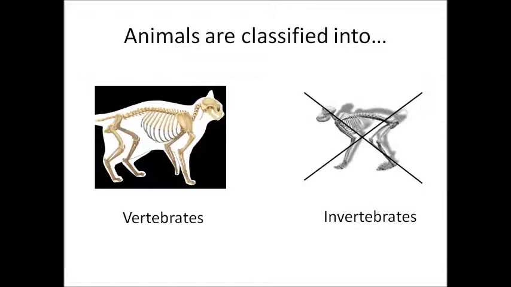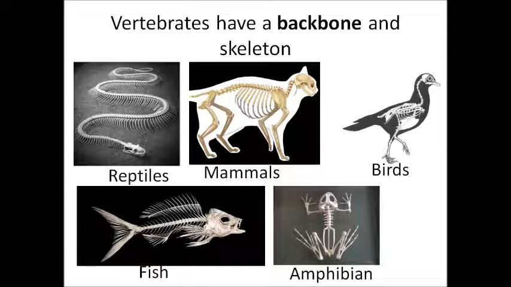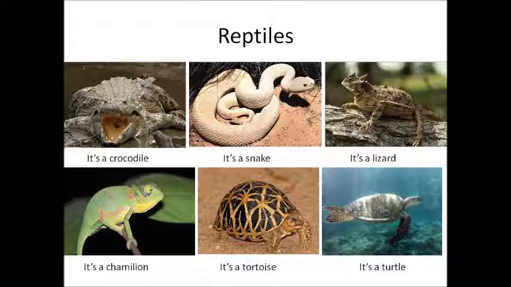Animals. Animals are classified into vertebrates and invertebrates. Vertebrates have a backbone and skeleton, and we have reptiles, mammals, birds, fish, and amphibians. Reptiles. It's a crocodile. It's a snake.